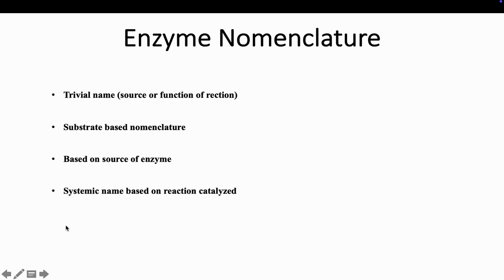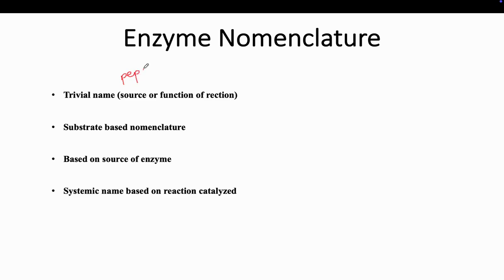Okay, there are other types of enzyme nomenclature also which are used. These are the different types. First is the trivial name. So what is this trivial name? It doesn't tell us about any source or function of the reaction. It is just a random name which is allotted to the enzyme.